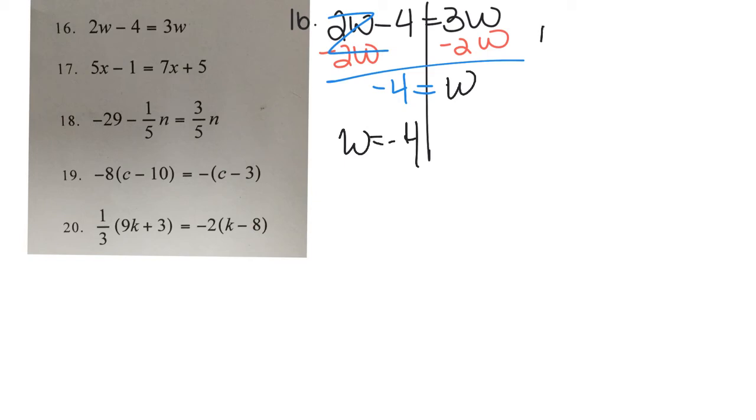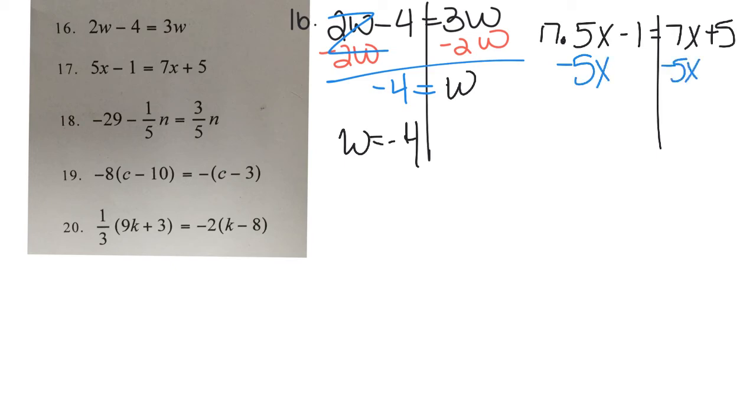Number 17. 5x minus 1 equals 7x plus 5. So I want to move the x's to one side and the numbers to the other. I'm going to choose to subtract 5x. I like to keep my variable positive if possible. Those zero out. Get negative 1 equals 2x plus 5.